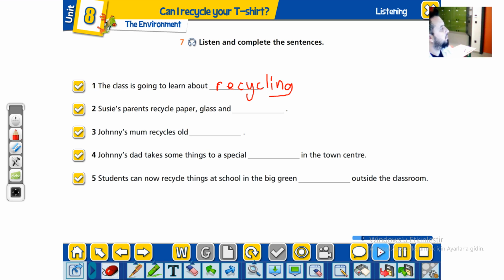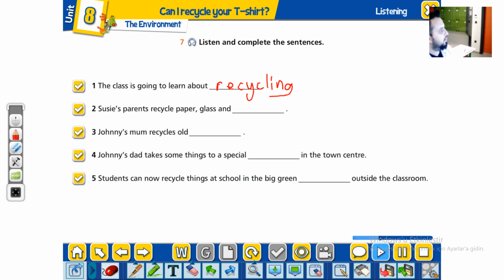What do you know about recycling? Well, recycling helps the environment. If we recycle things, we won't have so much rubbish. We can use lots of things again. That's right, Johnny. What can we recycle, Susie?